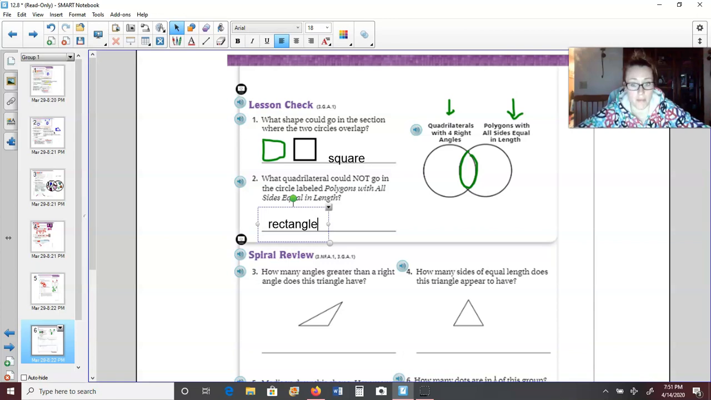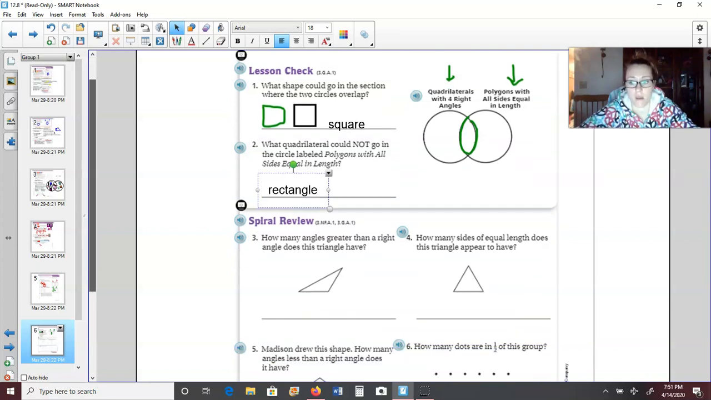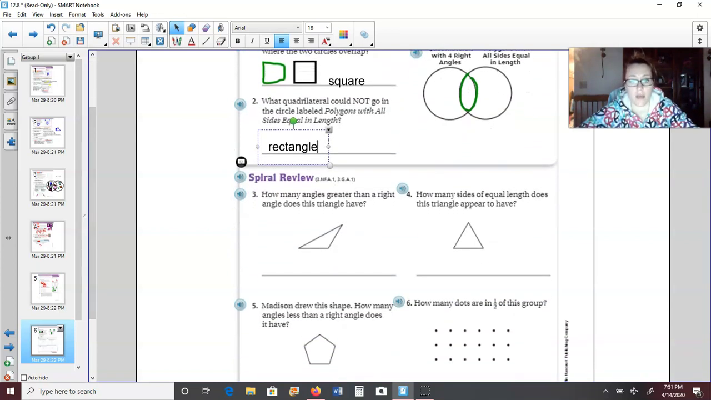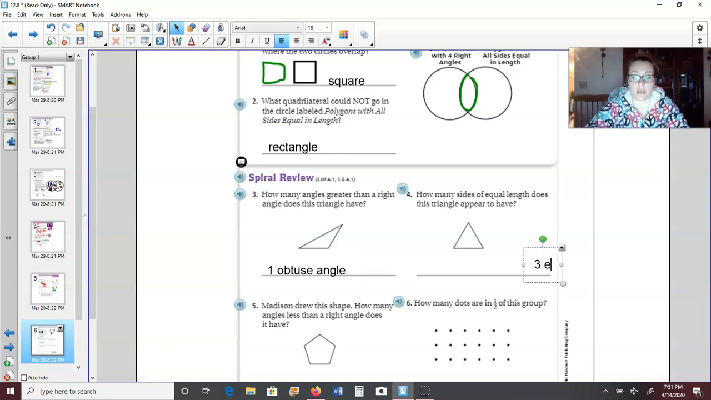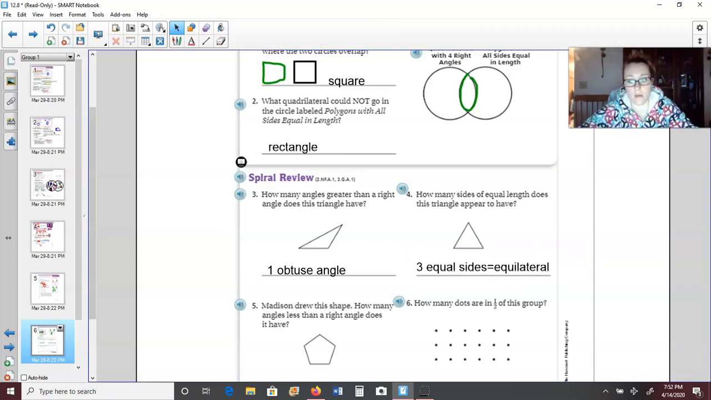Number 3, how many angles are greater than a right angle in this triangle? Well, a triangle can only have one obtuse angle. Otherwise, you wouldn't be able to close it. So there is 1. How many sides of equal length does this triangle appear to have? To me, it looks to be 3 equal sides. And do you remember what we call a triangle with 3 equal sides? Equilateral. Okay, so it's an equilateral triangle.